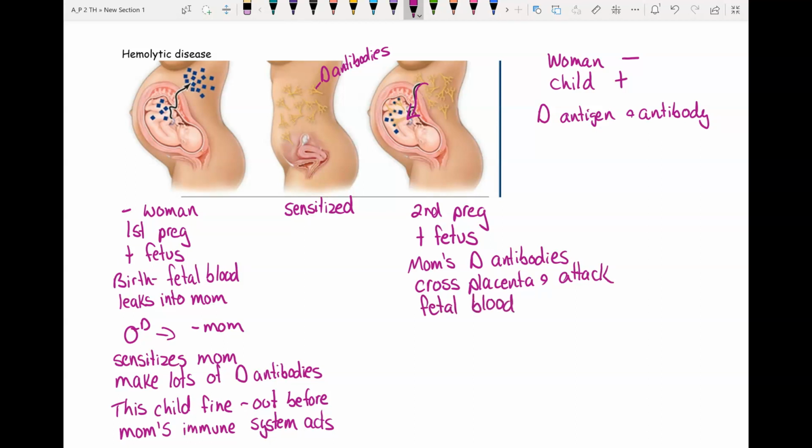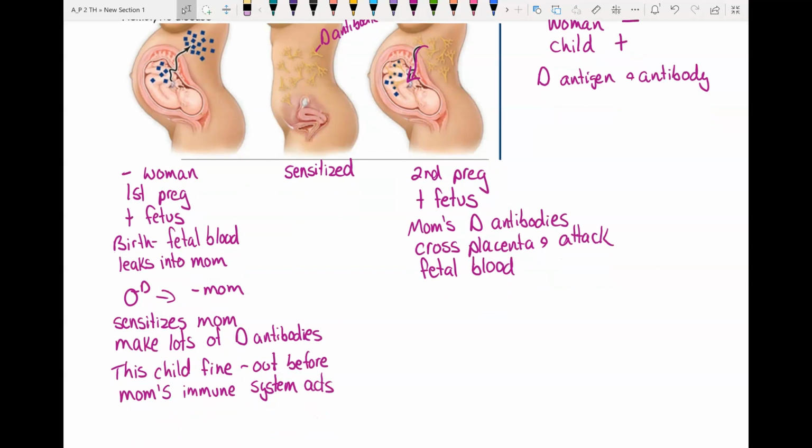Now, this isn't an issue with A and B. A and B aren't going to cross the placenta and attack the fetus. It's only the D's that do this. So now this fetus gets hemolytic disease. And this is fatal. So this will cause miscarriage or stillbirth of the fetus.